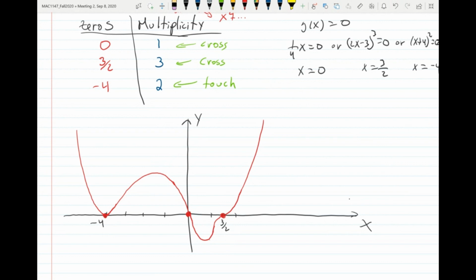Did you understand how we use the information of end behavior, zeros, and multiplicity to produce this picture? Because this is basically what you're going to be doing. Once you have a polynomial, you're going to be trying to figure out the zeros and the multiplicity so that you can sketch the graph. This is basically what it boils down to.